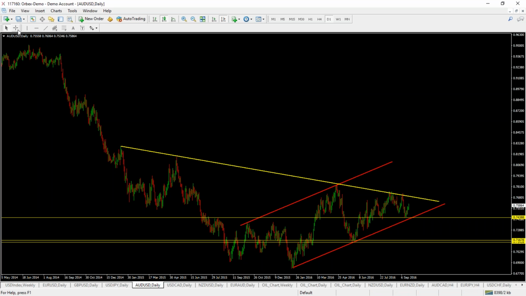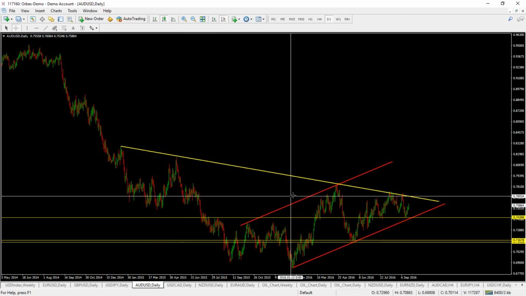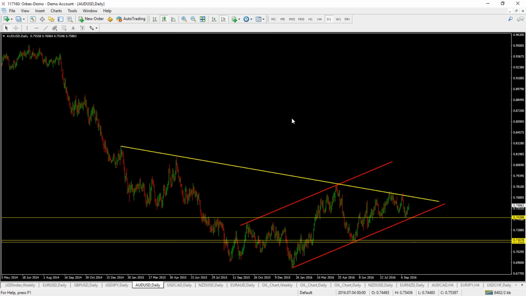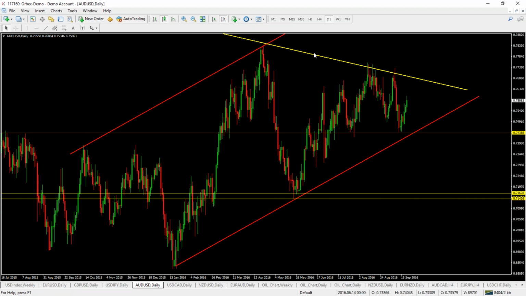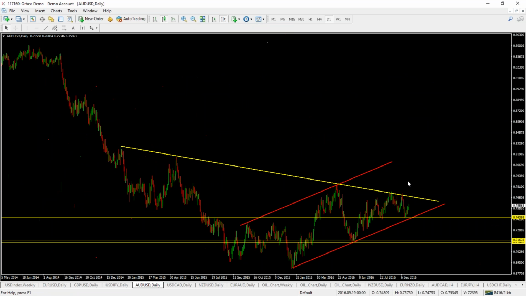So over the last 3 years, you can see we've had several tests of this trend line, and each time price has traded into the trend line, we've seen price rebuffed and turn lower. And you can see we tested it as recently as late August. So this is a really important technical level for the Australian dollar and a key price pivot.